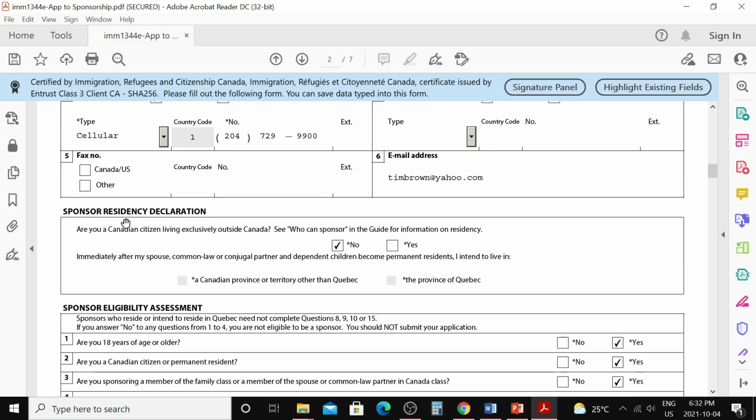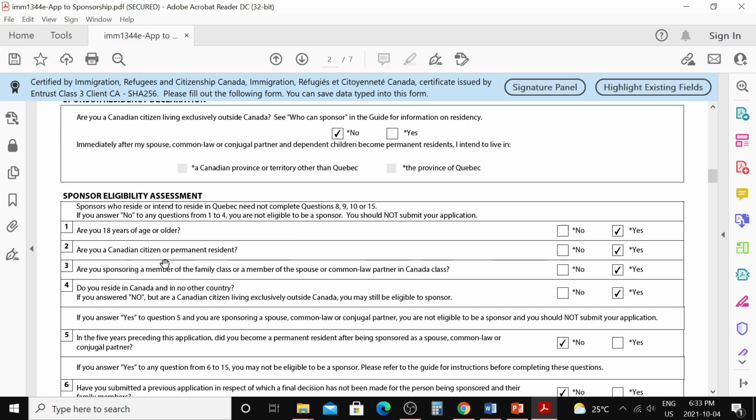Next is the sponsor's residency declaration. You have to be living in Canada to sponsor your parents and grandparents. That's why if they are asking, are you a Canadian citizen living exclusively outside Canada, you have to answer no to this question, and then this automatically disables the bottom one.